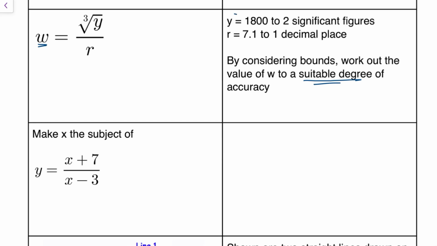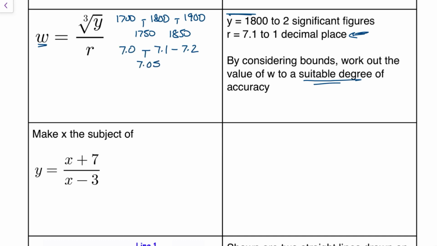Looking over here, the Y value is 1800 to 2 sig fig. So the second sig fig above is 1900, and the sig fig below is 1700, which means my range is 1750 to 1850. Then look at my R, which is 7.1, one decimal place. Changing the first decimal place, it's 7.2, and one decimal place down is 7.0, which means the range here is 7.05, in other words the midpoint of these numbers, to 7.15. So far so good. That'll be a couple of marks in the exam.